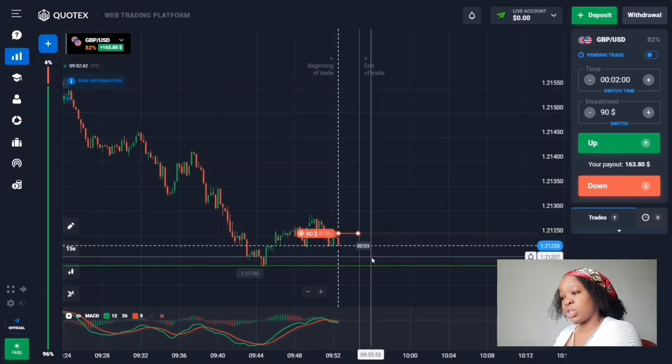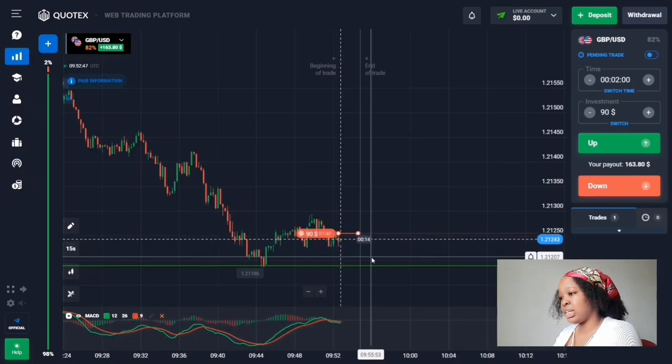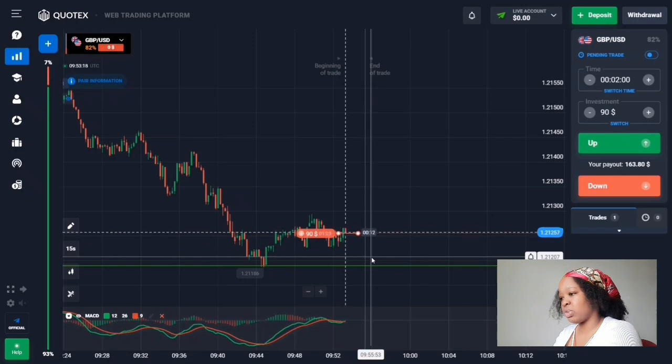Also, I chose 2 minutes with the margin in case there will be a small pullback up or a small flat, and then downward movement will continue. But let's wait and see the results of this trade.